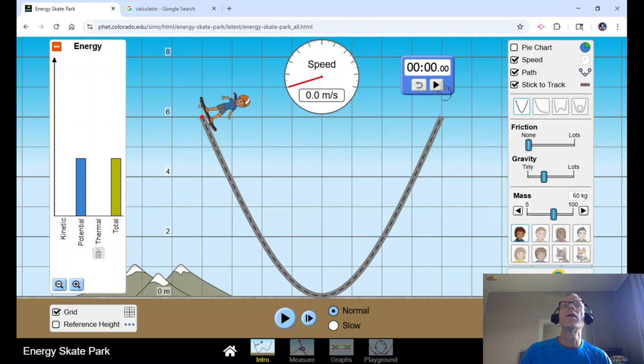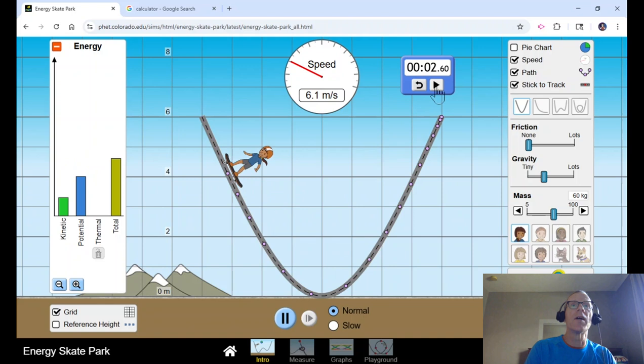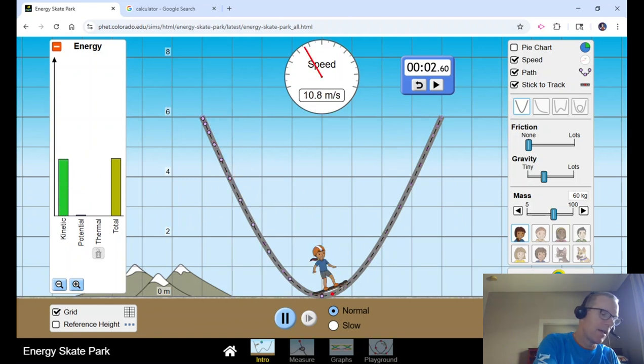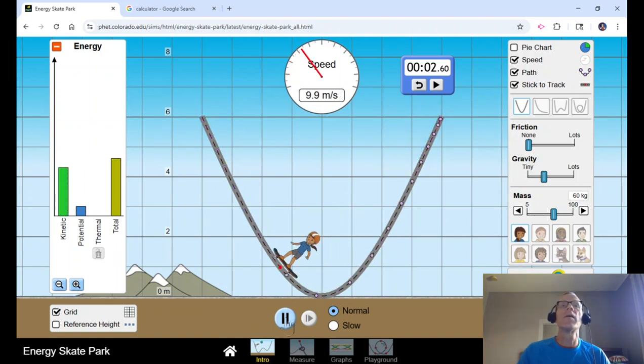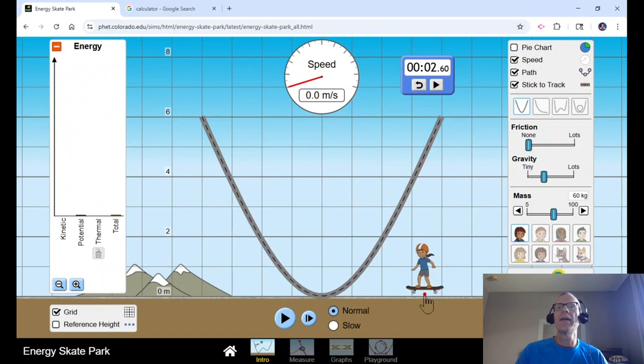And let's time the skater, from top to top. So about 2.6. And I'm just going to write that down. Pause that. So we've had a 60 kilogram skater.